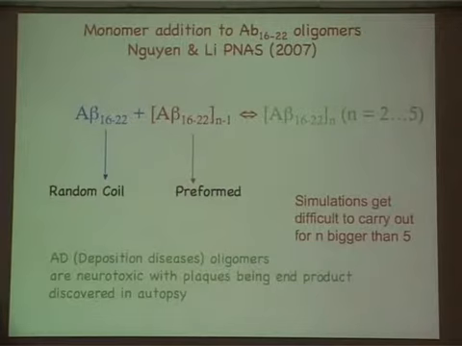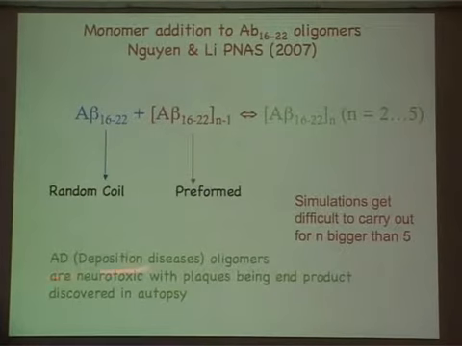This is the kind of computation I'm going to report to you, published about 3 years ago in PNAS. You start with a random coil and a preformed oligomer, so M will be minimally 2 or 3 here. So you have a dimer, and then you follow this reaction, which of course can go back and forth. We did this up to n equals 6, I think, and then simulations are almost impossible to carry out later.